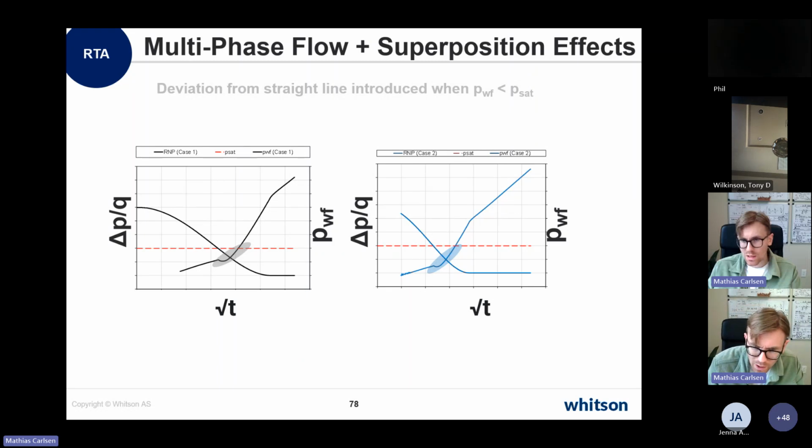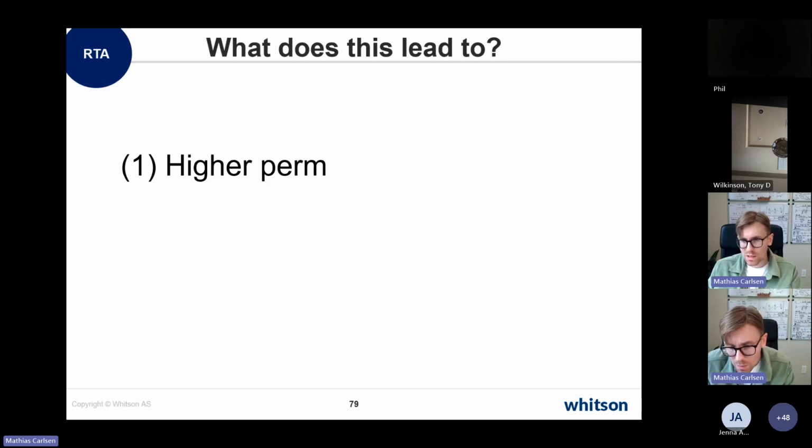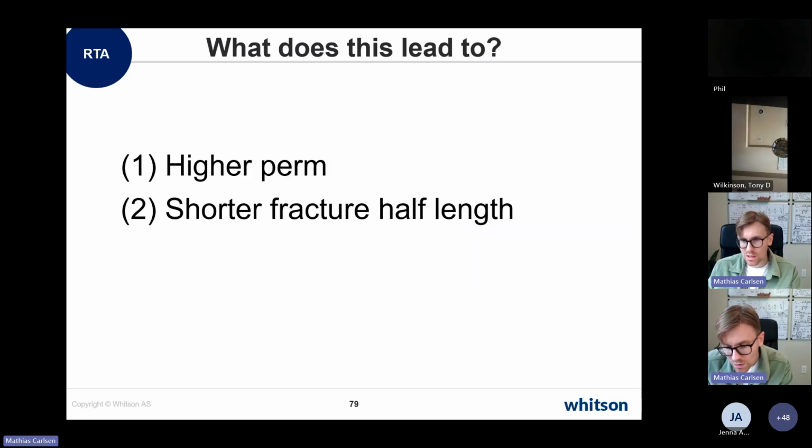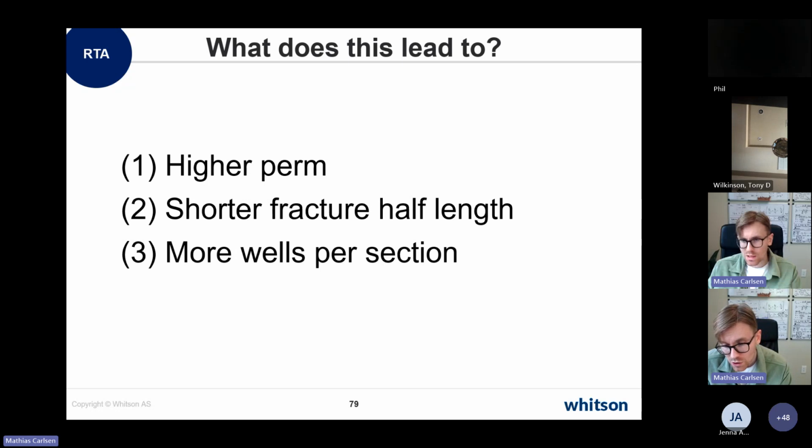This was what Apache, and now a lot of other companies as well, have identified in their own wells, in this case in the Midland Basin in the Permian. It would always lead to this: in classical RTA, the earlier I put that slope, the smaller my contacted pore volume is, and the smaller my contacted pore volume is, the higher my permeability is, the shorter my fracture half-length is, and the more wells I'm justifying per section, and you're overcapitalizing from it.